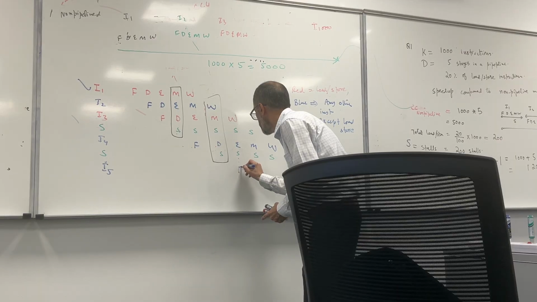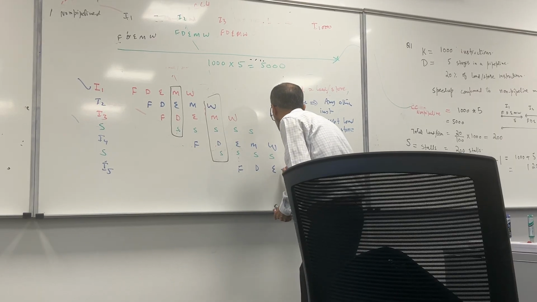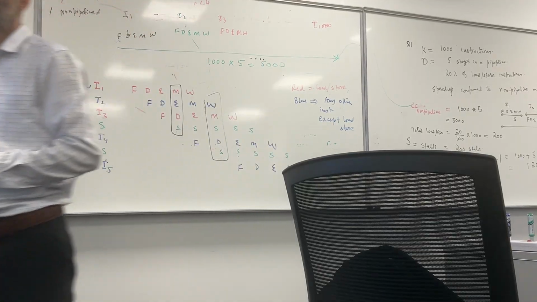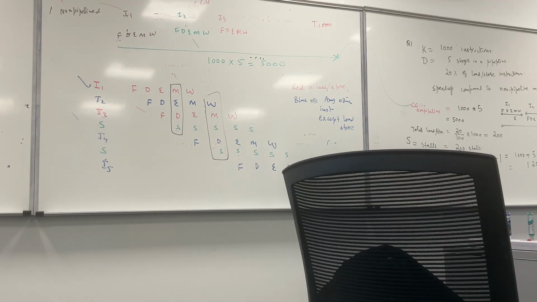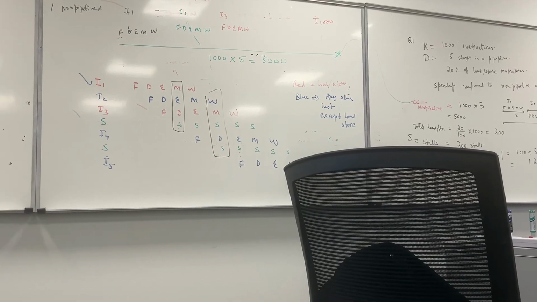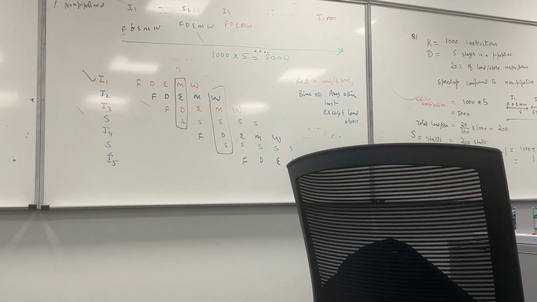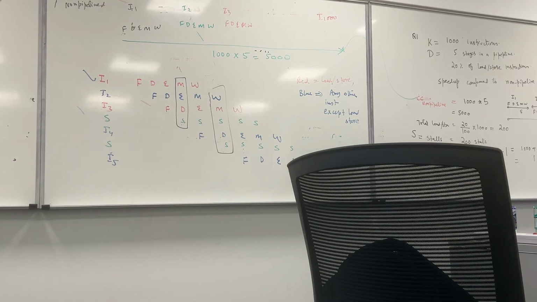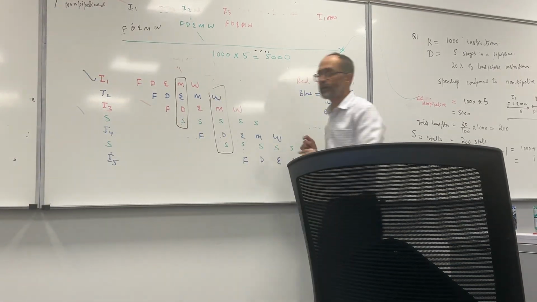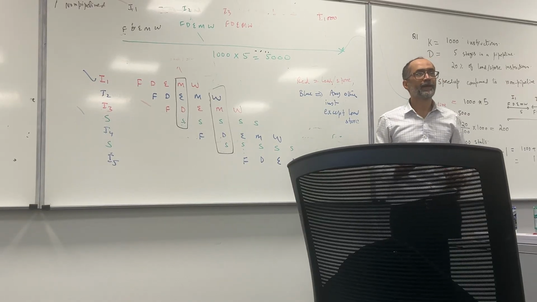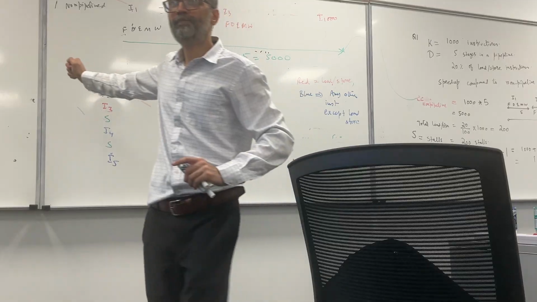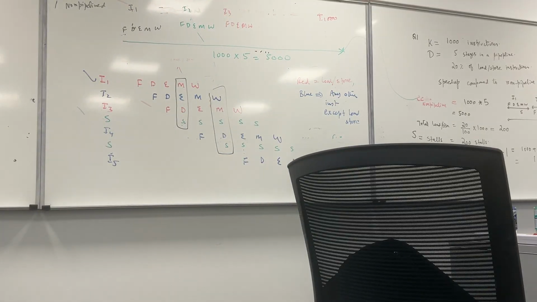We have fetch, then decode, then execute, then memory, and then how many stalls are there in this example? 2 stalls. Why 2 stalls? Because of the load or store instruction. If we have more load or store instructions, we have an extra clock cycle here and an extra clock cycle here. Clear or not clear?